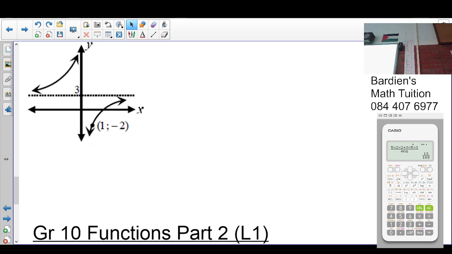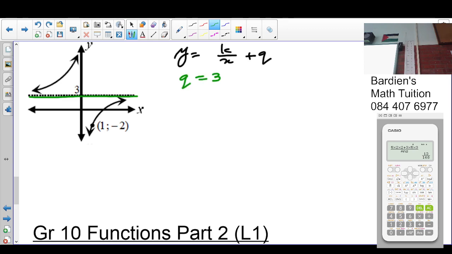Here we have a horizontal asymptote of 3 and it's going through (1, -2). So we will follow the formula y equals k over x plus q. The horizontal asymptote is 3, so q is equal to 3. So y is equal to k over x plus 3.